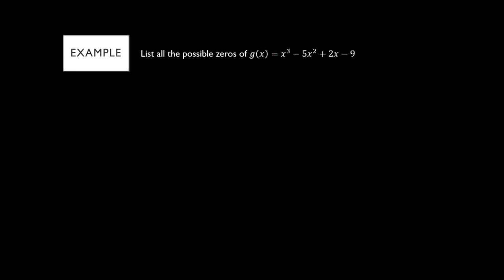So I've got another one here. We've got g of x. So we've got x cubed minus 5x squared plus 2x minus 9. So p are factors of 9. It has a minus 9, but we can just ignore the sign because when we write our p over q, we get a positive or a negative version. So you can just ignore the sign. So all the numbers that divide into 9 are 1, 3, and 9. So those are p.